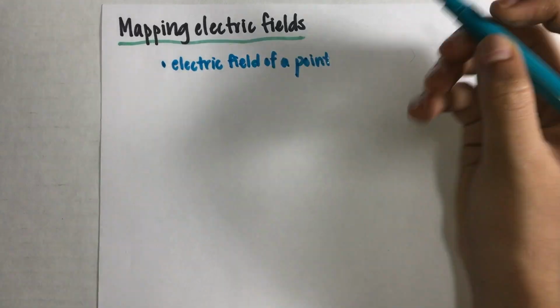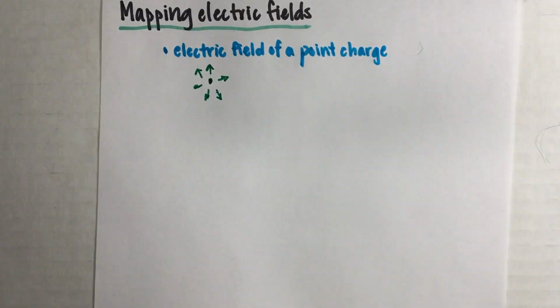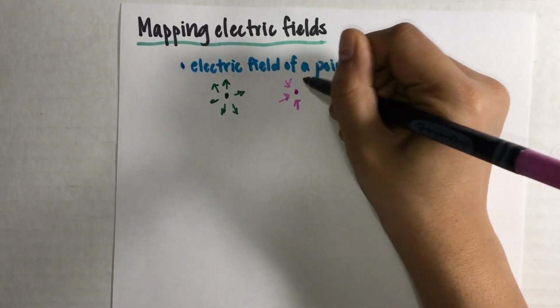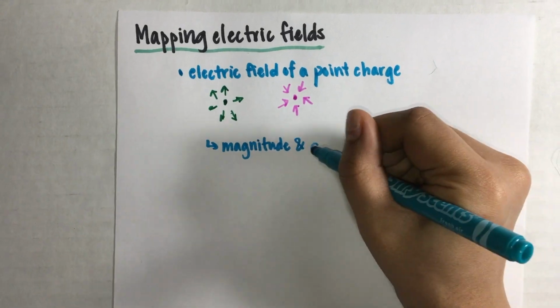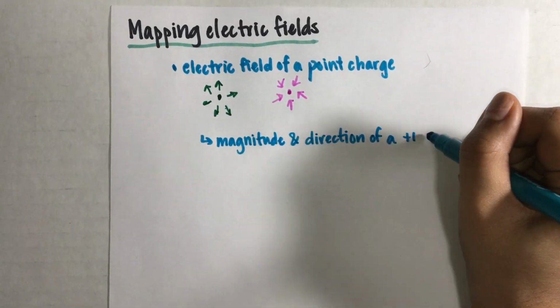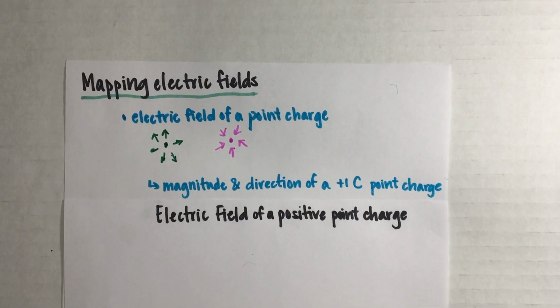The electric field of a point charge can be mapped using lines that emanate towards or away from a charged particle in all directions. The field is mapped as vectors which indicate the magnitude and direction of the electric force that would be experienced by a charged particle of +1 coulomb. Electric field of a positive point charge.